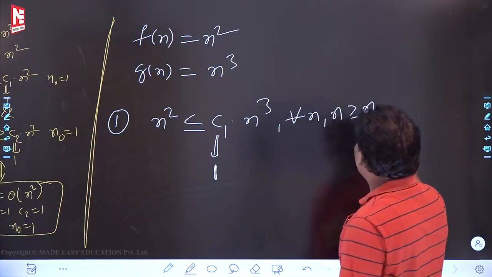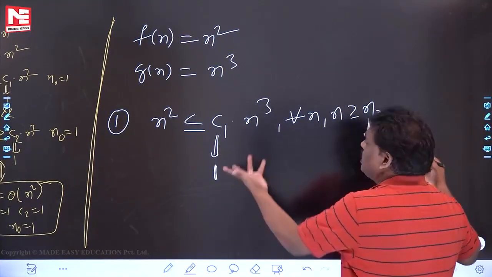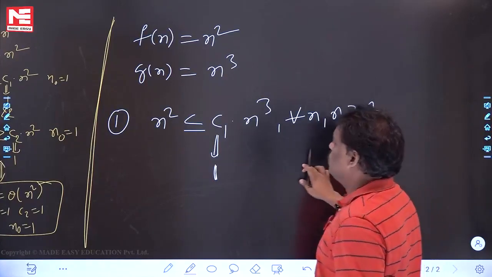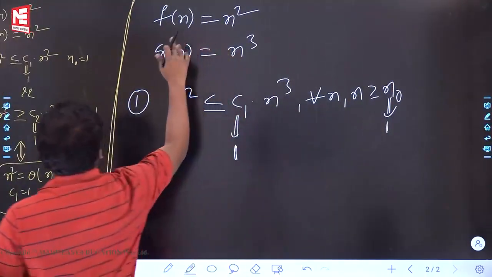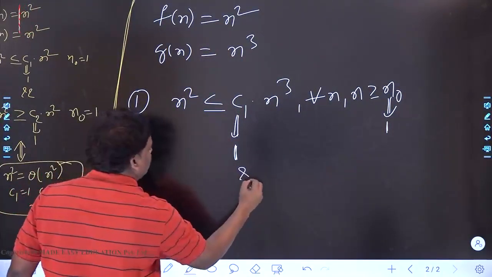And one more. From which place onwards he is working? Starting itself working. So n0 is 1. So for this problem, big O is possible. Let's go for the next one.